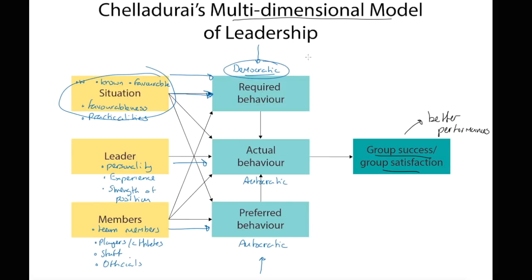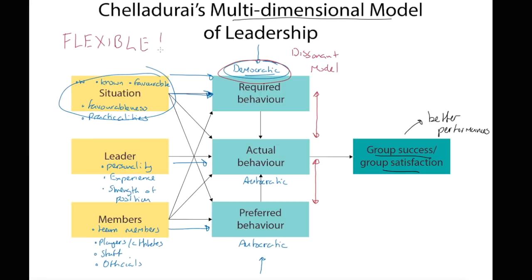What that leads to is what we'd call a dissonant model. And what we mean by that is that the required behaviour, the actual behaviour, and the preferred behaviour don't all agree. We have one, the required behaviour in the situation, that is different to the preferred and the actual. So what does that mean for the leader? Let me write this in big letters. The leader must be flexible.